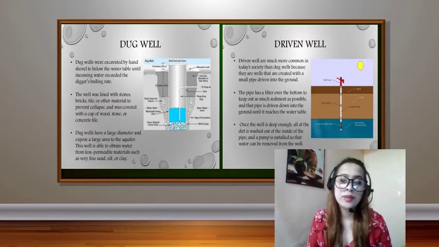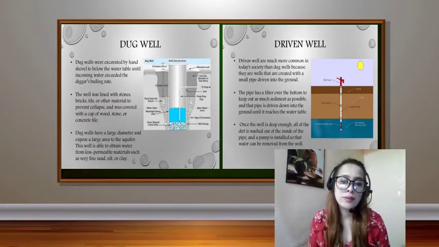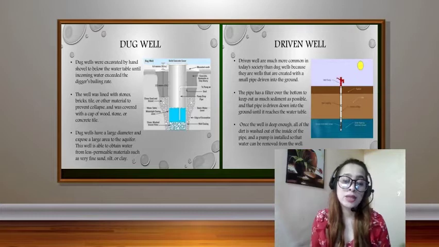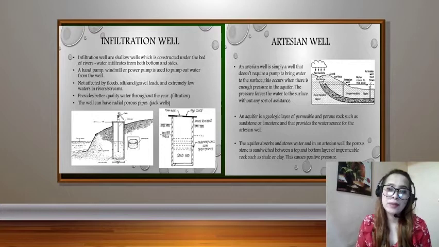The dug wells have a large diameter and expose a large area to an aquifer, and this well is able to obtain water from less permeable materials such as very fine sand, silt, or clay. Another groundwater source is the infiltration well, which is a shallow well constructed under the bed of rivers. Water infiltrates from both bottom and side. Only a hand pump, windmill, or power pump is used to pump out water from the well.